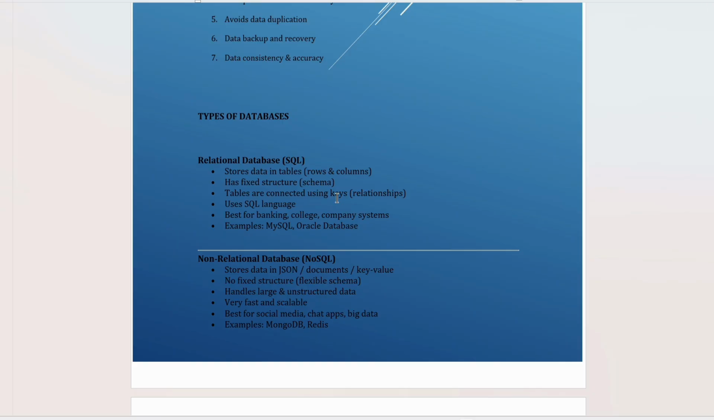In SQL we will have some keys, and using those keys we will connect the tables. This relational database uses Structured Query Language to connect with the database.